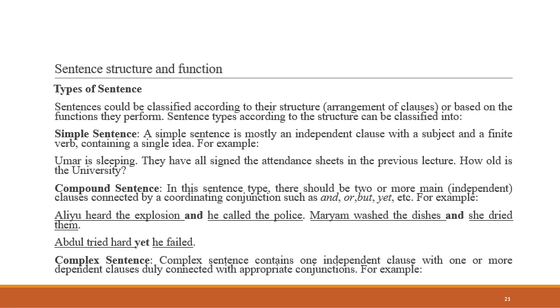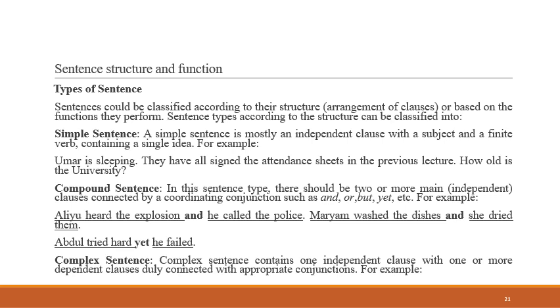Aliyu heard the explosion and he called the police. Can you see? The first part is Aliyu heard the explosion, which is a simple sentence. And the second part is he called the police, which is also a simple sentence, being jointly connected by a coordinating conjunction, and this obviously makes it a compound sentence. Mariam washed the dishes and she dried them. Abdul tried hard, yet he failed.